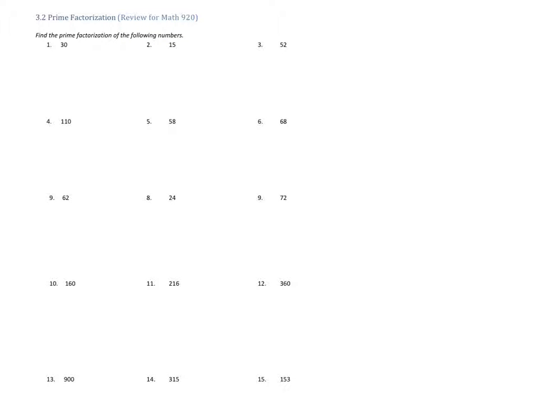This is a fan favorite right here. Everyone loves prime factorization. People do this differently. I like to use what they call factor trees. So let's look at that and then see if that helps you guys out.